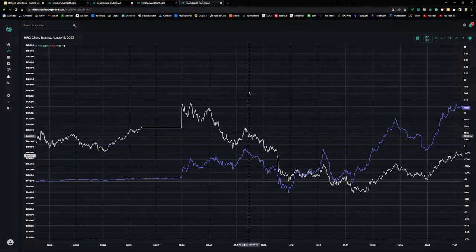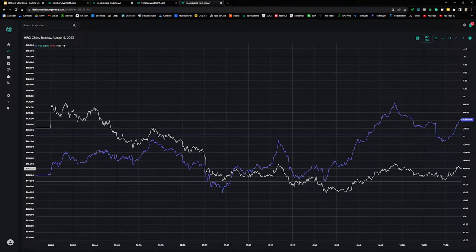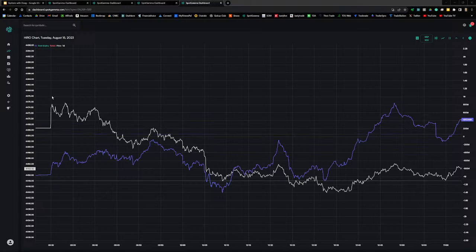I'm going to zoom in on the morning session. So this, right here, this is the cash open, RTH open, 9:30 a.m. Eastern Time.